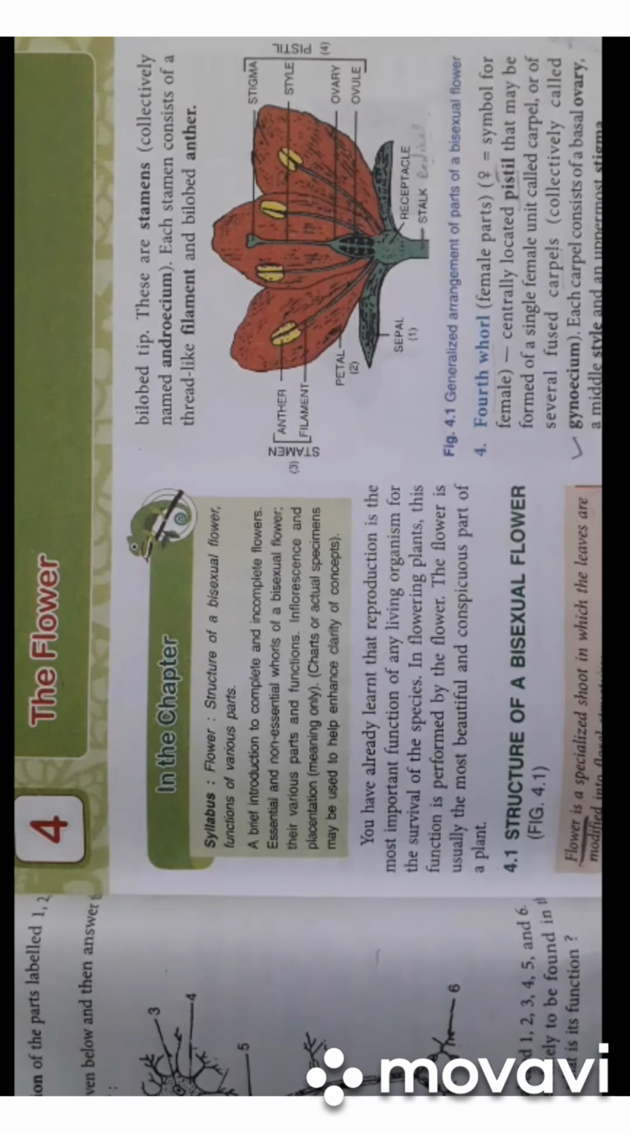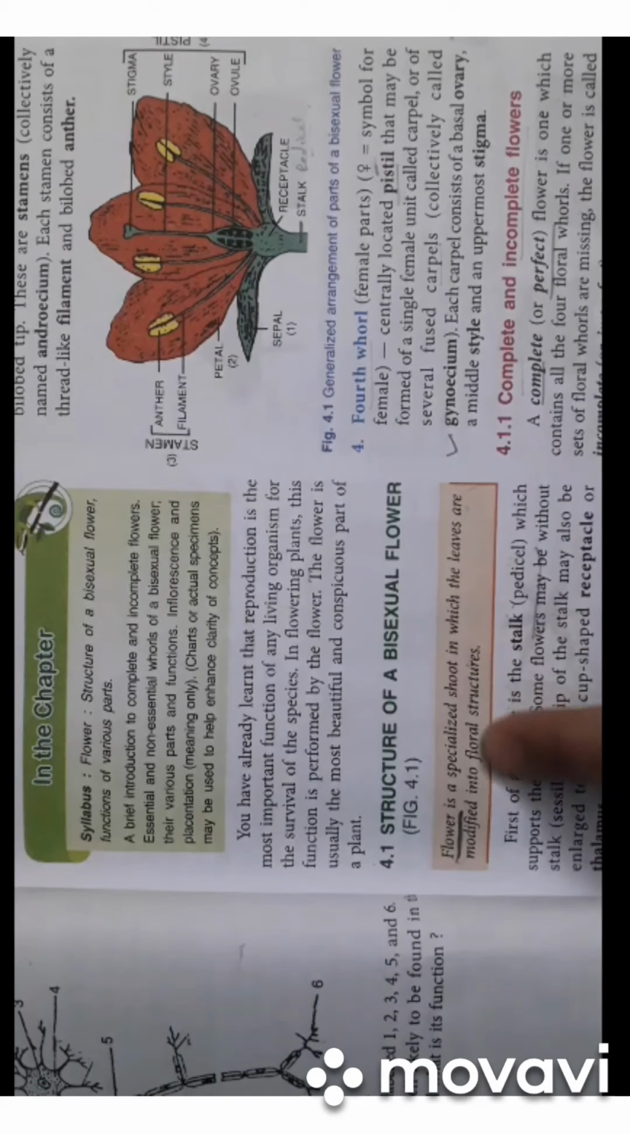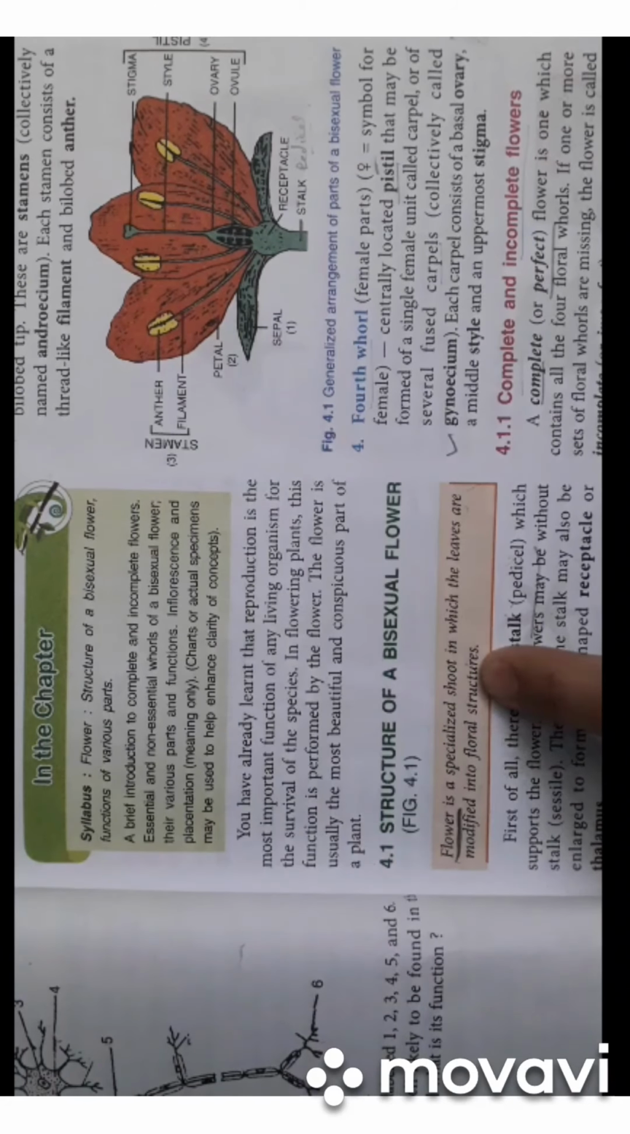So first of all, how will you define a flower? What is a flower? Flower is the reproductive part of the plant, or you can also say that flower is a specialized shoot in which the leaves are modified into floral structures.